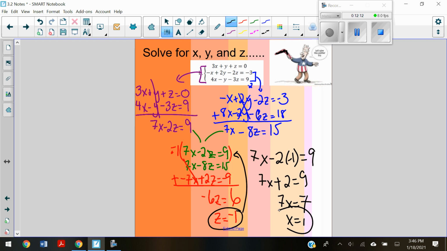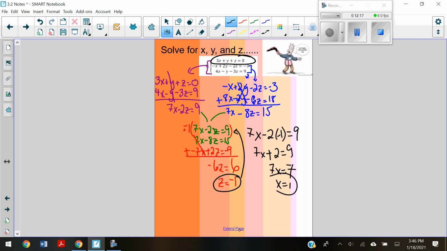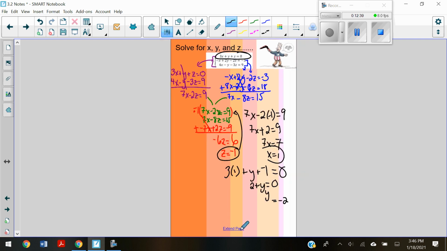Now I'm going to plug both of those in. I see the first equation looks the easiest for me, so I'm going to plug it into there. So I get 3 times 1 plus y plus a negative 1 equals 0. So we end up with 3 minus 1, so 2 plus y equals 0. So that means that y has to equal negative 2. So I get 1, negative 2, negative 1.